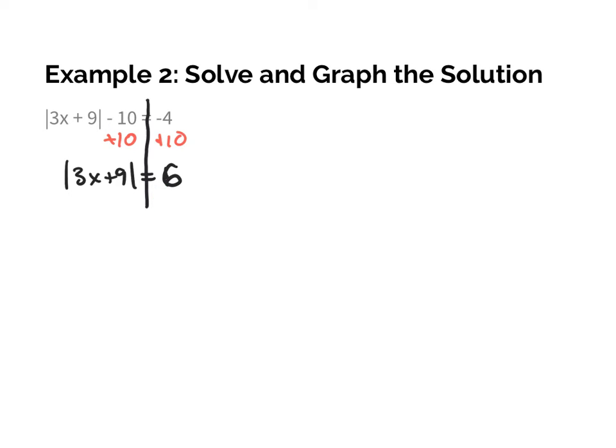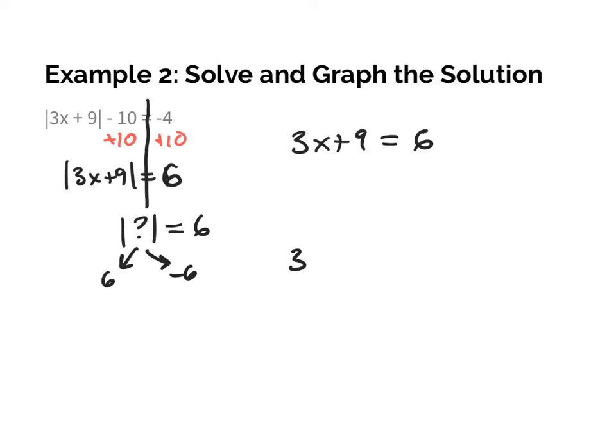Okay? Now, once I have the absolute value isolated on this side, notice here I have a positive 6. So if that number is positive, I know I can get an answer. So here's what I'm thinking. The absolute value of what number would give me 6? Well, I know that the absolute value of 6 and negative 6 would give me 6. So I can set this up as two equations. I would have 3x + 9 could be equal to 6, or 3x + 9 could be equal to negative 6. And now we have to solve both equations the same way.